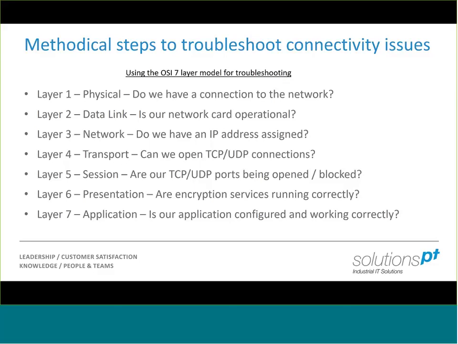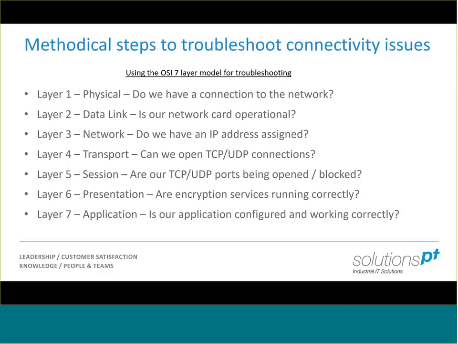Second layer, data link: is our network card operational? Is it installed properly? Do we have the correct drivers for it? This is where the fundamental part of our network card operation lives, at the data link layer. It's up to the network card itself to build our frames, handle MAC addresses, that kind of thing. Layer 3, our network layer: do we have an IP address assigned? Not only do we have it assigned, is it correct? Do we have a correct subnet mask, the correct gateway, that kind of thing? That's what we'd be checking at layer 3.